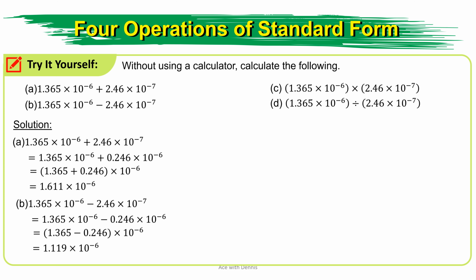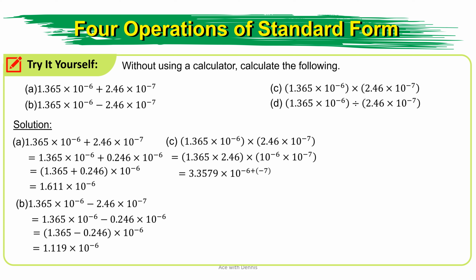For C, 1.365 times 10 to the power of negative 6 multiply with 2.46 times 10 to the power of negative 7. So the number can multiply with the number, the 10 multiply with the 10. So 1.365 times 2.46, we get 3.3579, and 10 to the negative 6 times 10 to the negative 7, it is 10 to the power of negative 6 plus negative 7, we get 3.3579 times 10 to the power of negative 13.